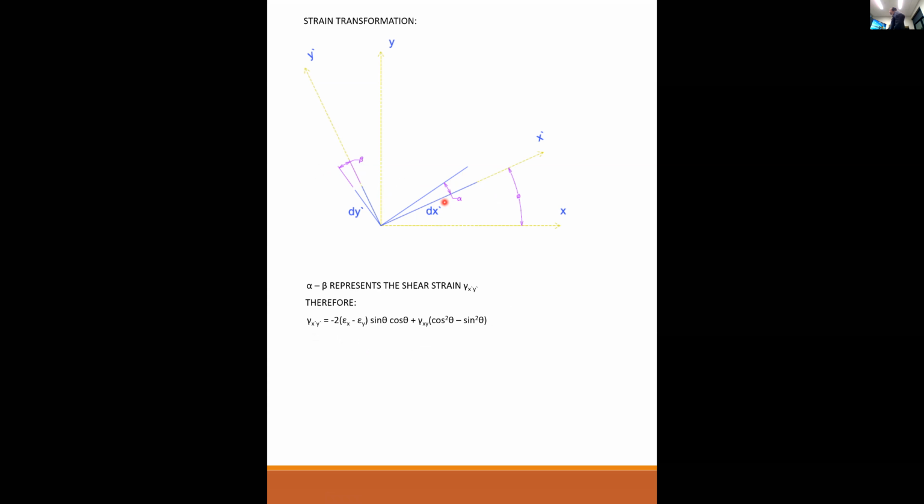Therefore, gamma x prime y prime equals minus 2 epsilon x minus epsilon y sine theta cosine theta plus gamma xy cosine squared theta minus sine squared theta using trigonometric identities.